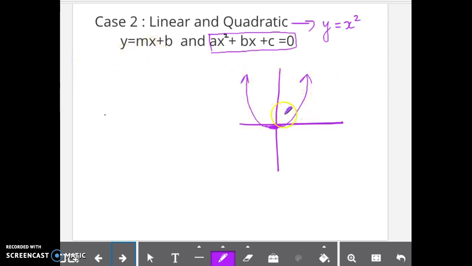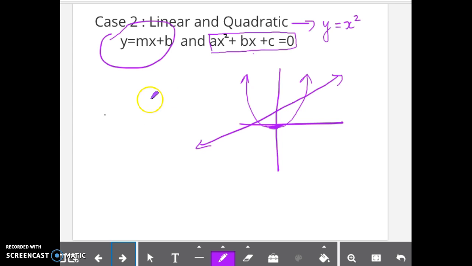y equals mx is a line. Okay, so let's say it's a line like that. y equals mx plus b. So systems can be between a first degree equation, or a linear, and a quadratic.